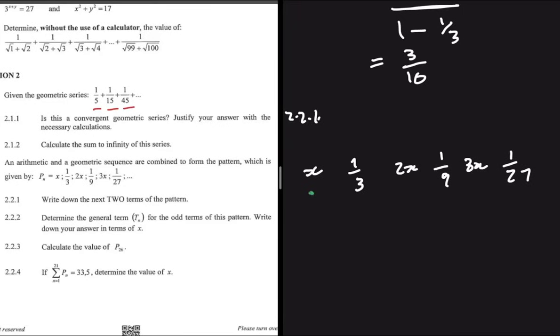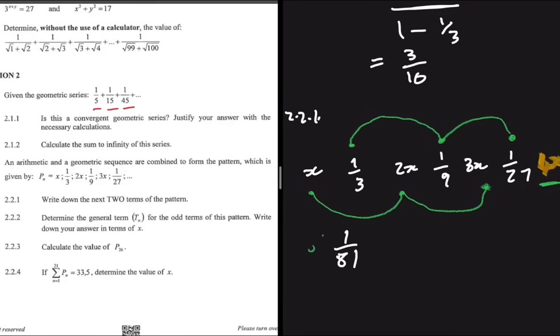So the first term is x, and then the third term is 2x, and then the fifth term is 3x. That is our arithmetic sequence. On the other hand, we have 1 divided by 3, then 1 divided by 9, and 1 divided by 27. That is our geometric sequence. So the term that is coming next in our sequence is a term in the arithmetic sequence. After 3x, we should have 4x. So in this position, we're going to have 4x. And then after 4x, we're going to have a term in the geometric sequence, which will be 1 divided by 81.